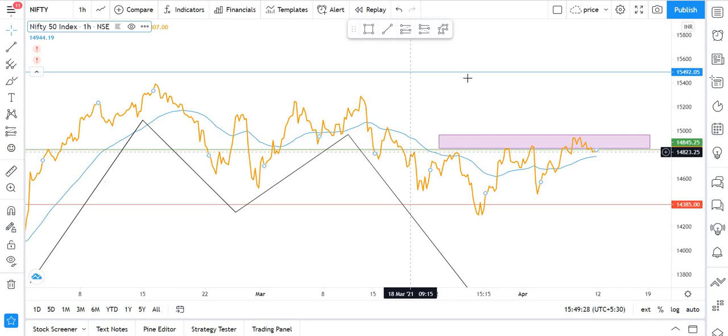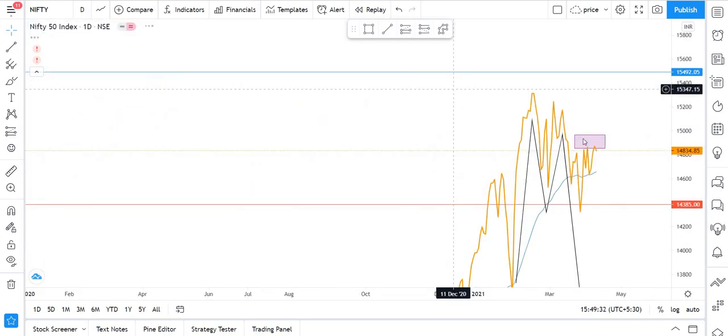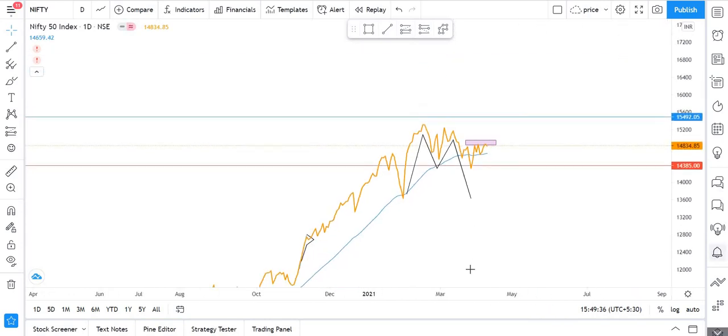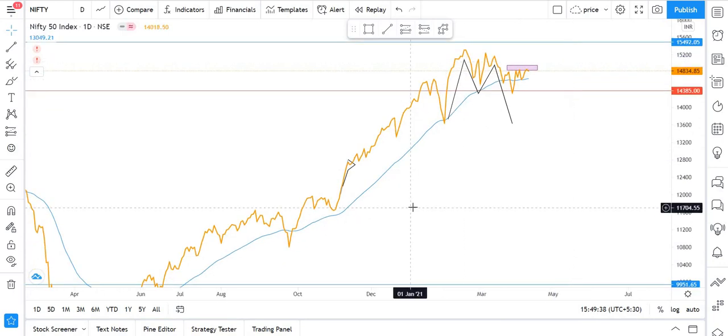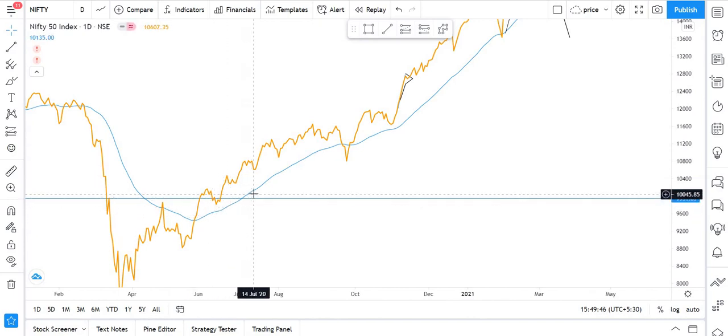Let me take this chart to the daily time frame, and here you can see one thing: as the prices started rising, the moving average also changed its direction. When prices change direction, we can't say very quickly that prices have changed direction, so the trend has changed and now an uptrend is in place.